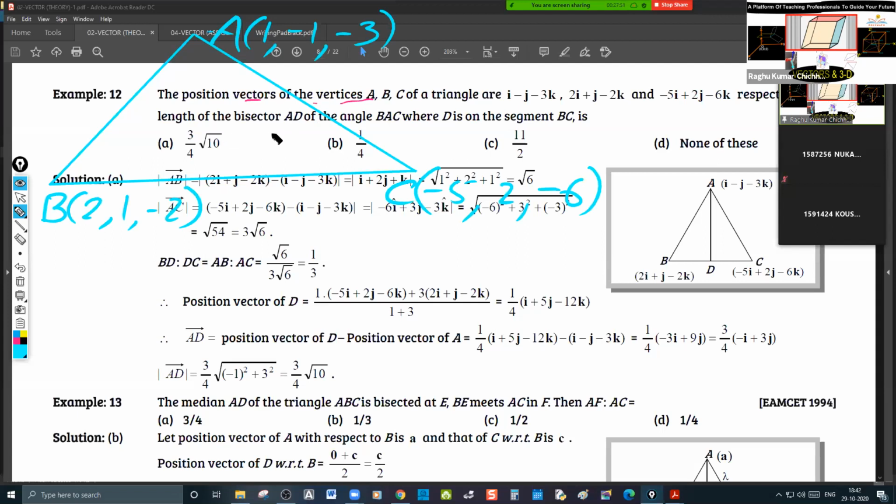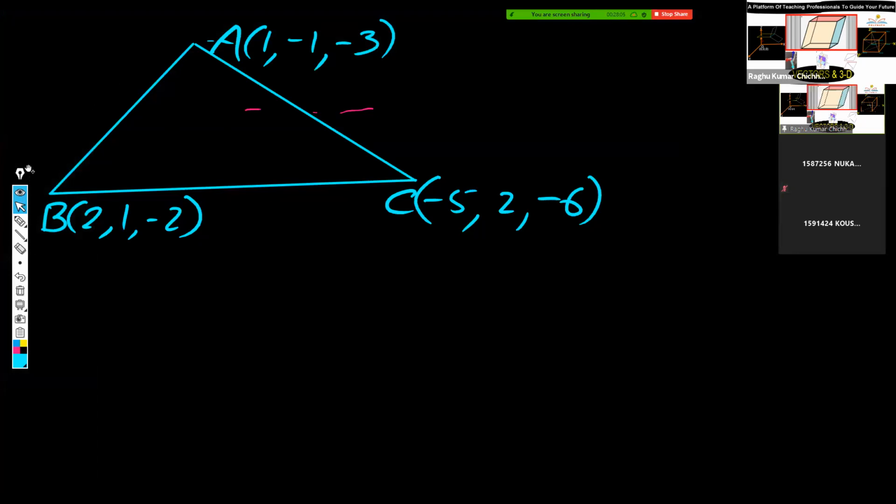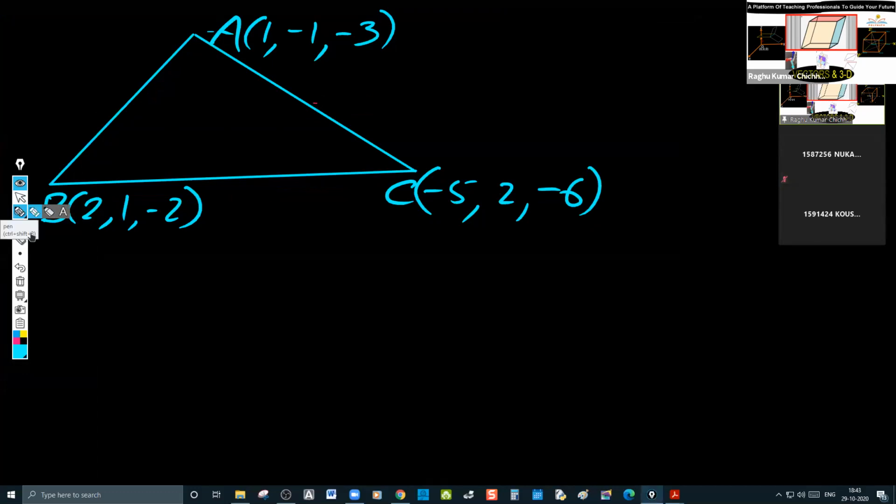What he's asking is the length of the bisector AD of the angle BAC. Let me show you the exact diagram. Now, you can see we need the length of the angular bisector. This concept is important. Here, this is angle BAC. Just see this carefully. Now, we need the length of the angular bisector of BAC. He named it as AD. We need the AD length.